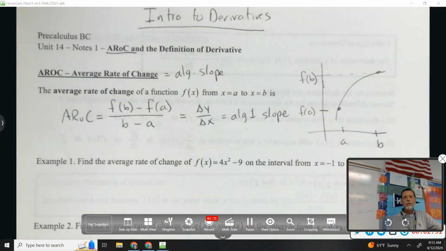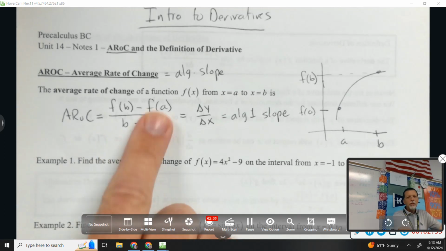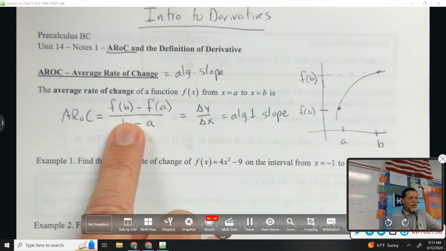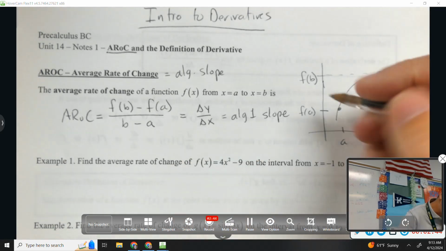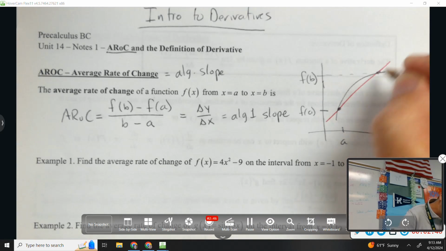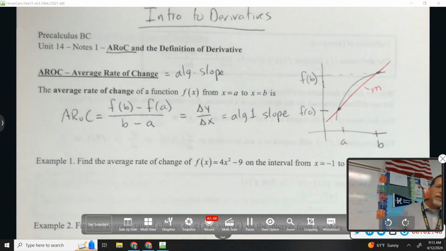Good old y2 minus y1 over x2 minus x1. So, calculus books write it fancy like this, but yeah, it's just change in y over change in x. It's good old-fashioned slope. And so on the picture, that would be the slope of that line. Slope of that line.